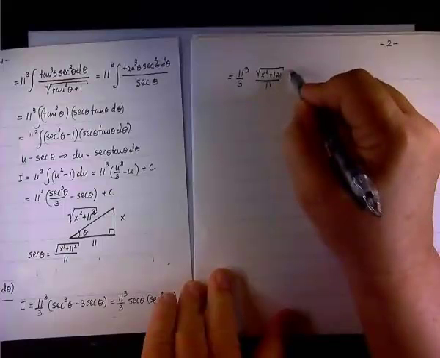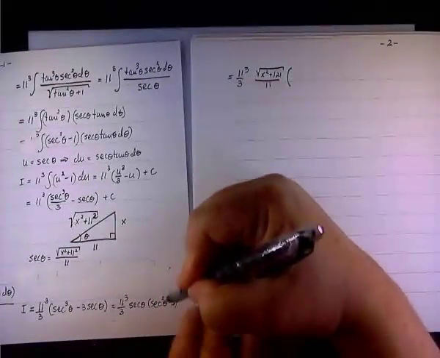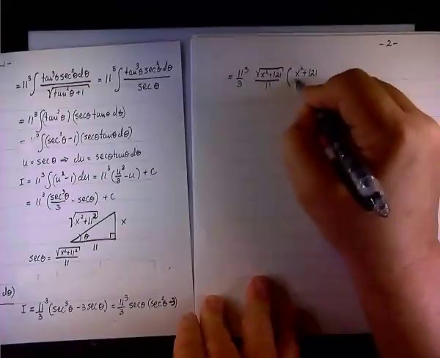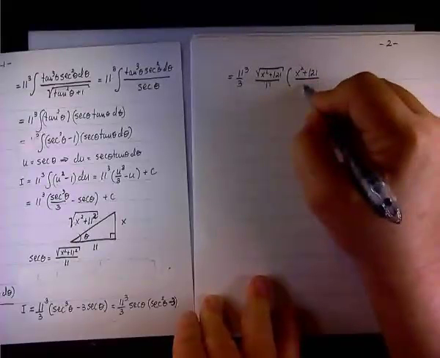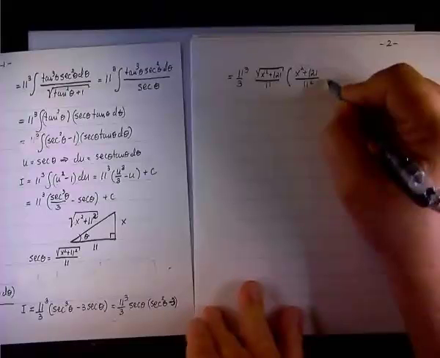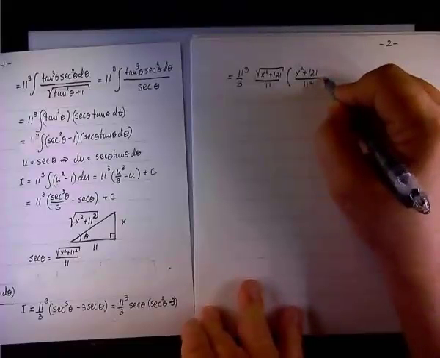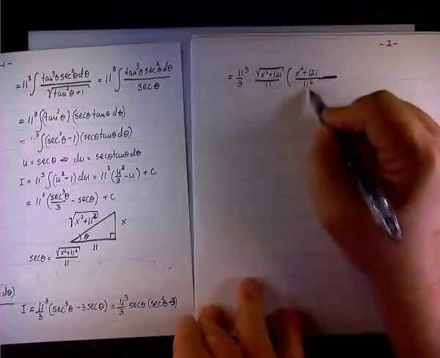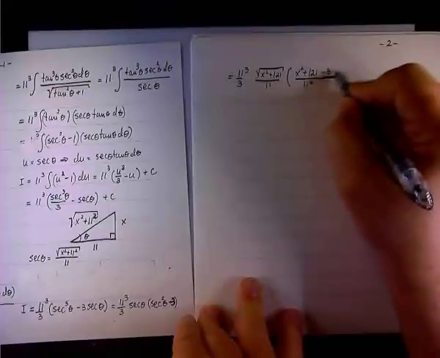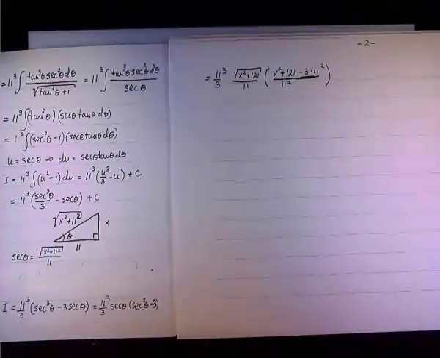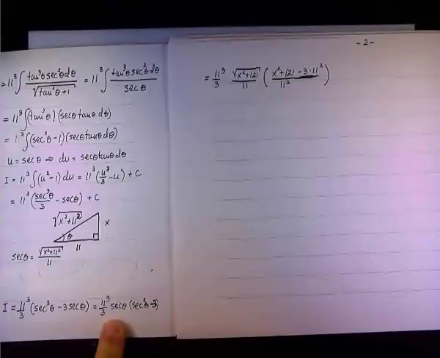So we end up with 11 cubed over 3. Now we do the substitution. The secant by itself is the square root of x squared plus 11 squared, or 121, over 11. And then we need to multiply it by the secant squared. Well, the secant squared will be simply x squared plus 121 over 11 squared. I'm debating whether to leave it as 11 squared or not. I think I will leave it as 11 squared. And then minus 3.